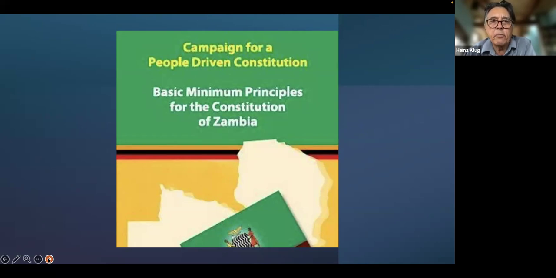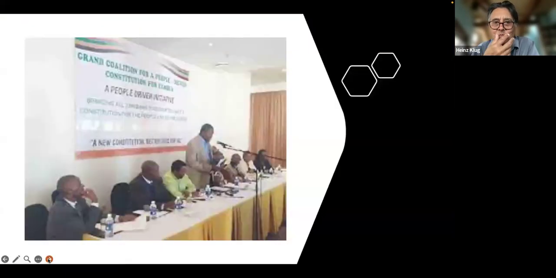Here in Zambia, you have a process of a campaign for a people-driven constitution in the 1990s. I'm going to talk briefly both about Zambia and Zimbabwe, these attempts in the 1990s, following the South African example, to establish processes of public participation, of public demand for constitutional change. So you get civil society forming these grand coalitions for constitutional change.